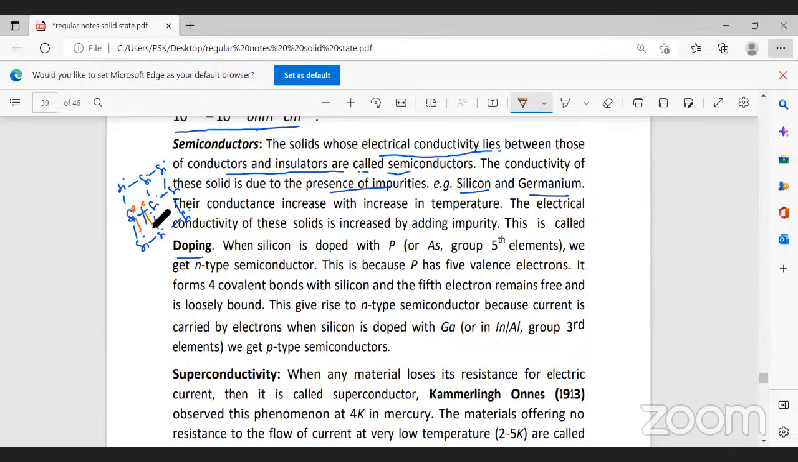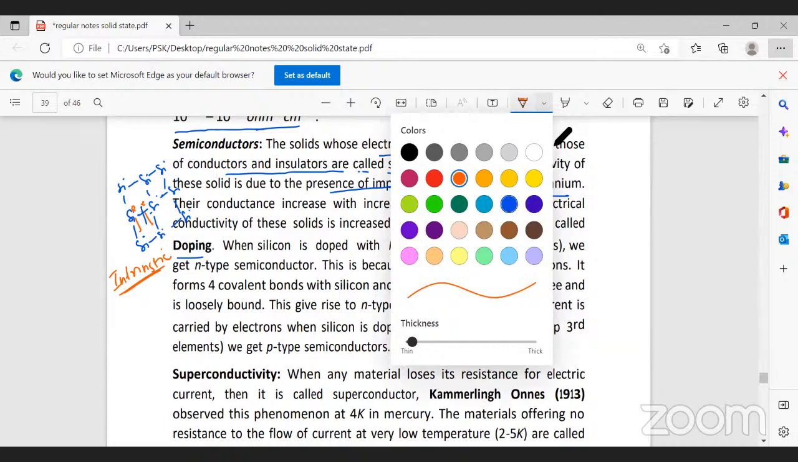In pure state, at a very low temperature, conductivity is minimum. But when we increase the temperature, what happens? The bonds break and electrons start moving. This is called an intrinsic semiconductor. So when the conductance of silicon is increased on increasing the temperature, it is called an intrinsic semiconductor.